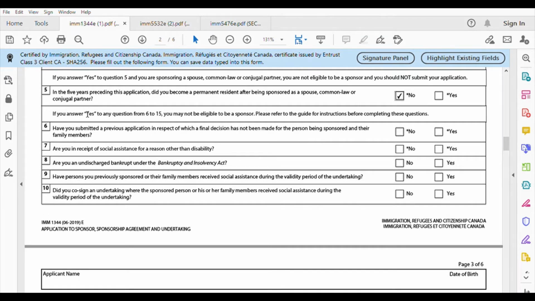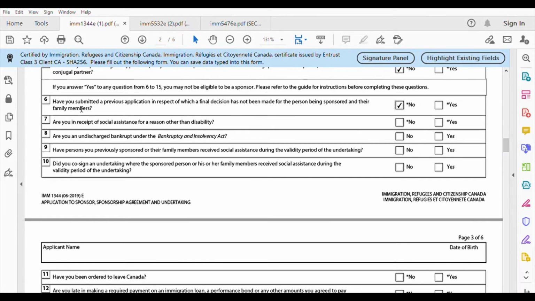If you answer yes to any question from 6 to 15, you may not be eligible to be sponsored. Please refer to the guide for instruction before completing these questions. Have you submitted a previous application in respect of which final decision has not been made for the person being sponsored and their family member? We say no, we didn't apply for any sponsorship application before. Are you in receipt of social assistance for a reason other than disability? We say no. As we mentioned in the first video also, it's very important that the sponsor prove that he can support the principal applicant financially.